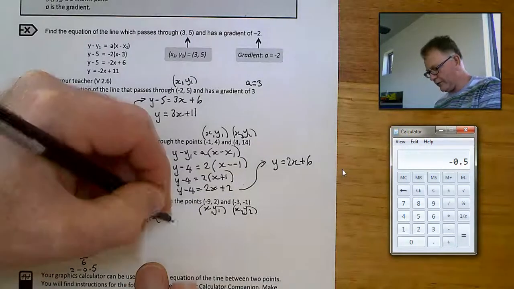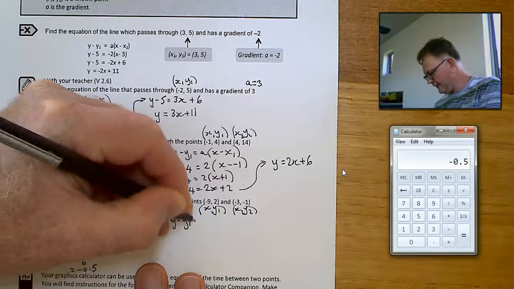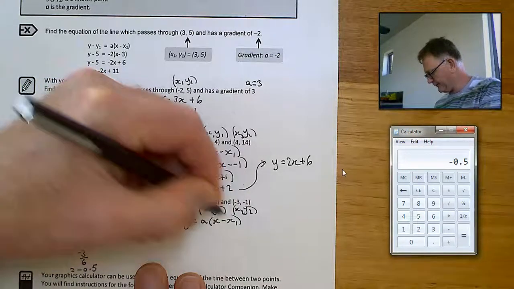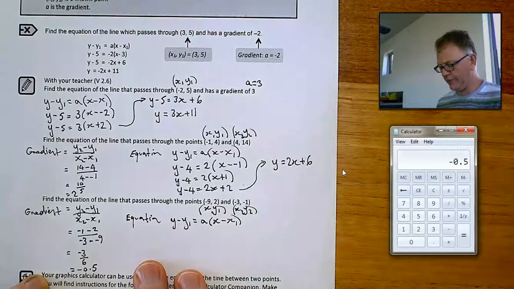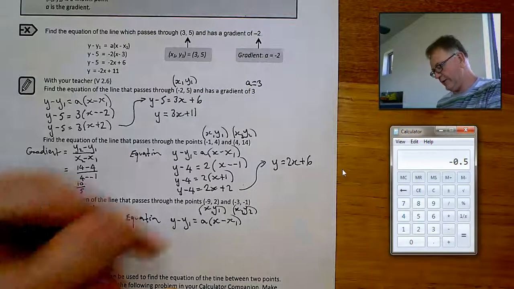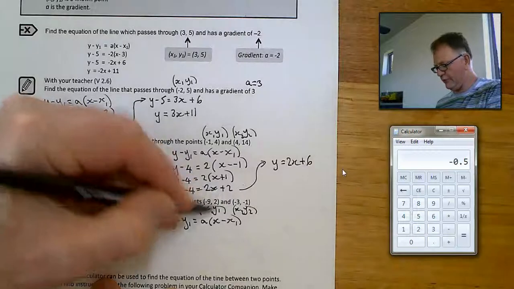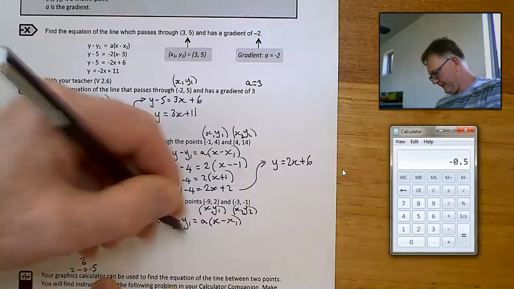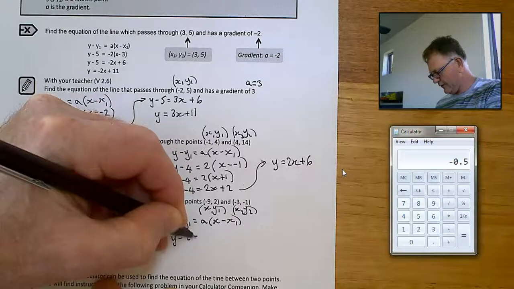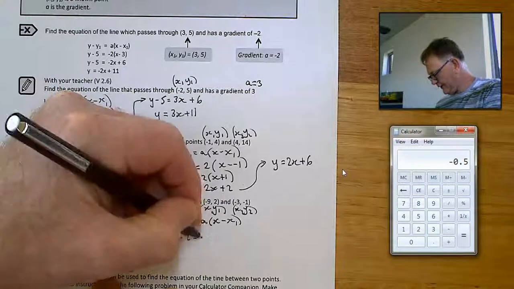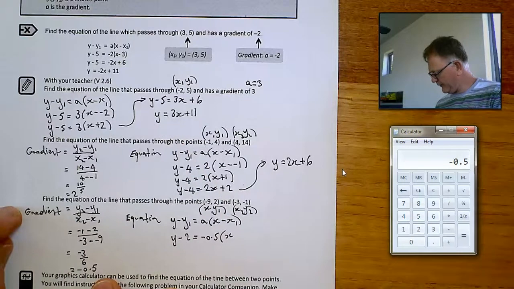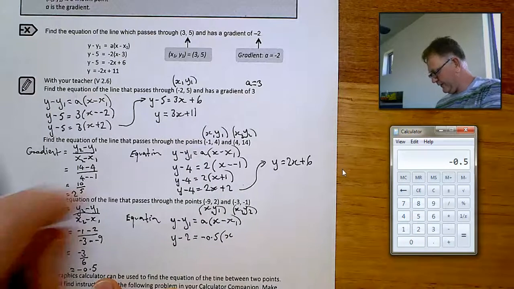Now using the formula y minus y1 equals a(x minus x1), we've got all the pieces of information we know. We know the gradient is -0.5, and we know 1 point on the line. In fact, we know 2 points. So y minus y1 was 2, and the gradient is -0.5, and x1 is -9.